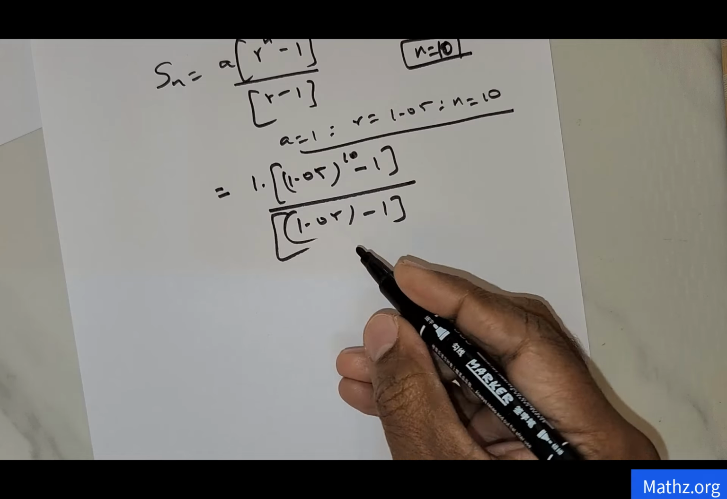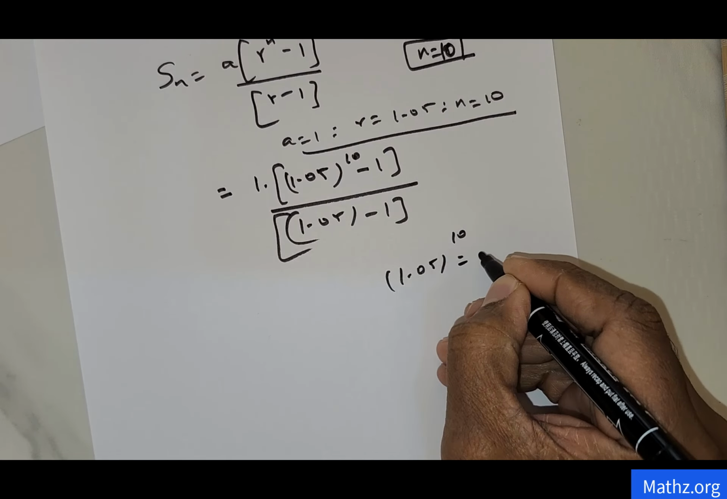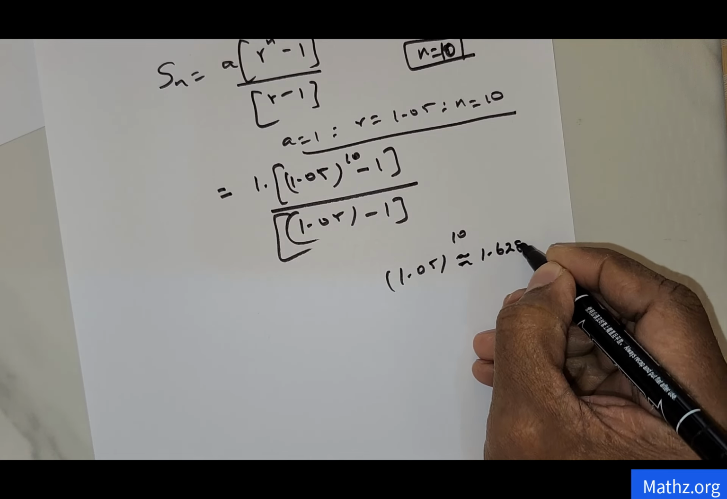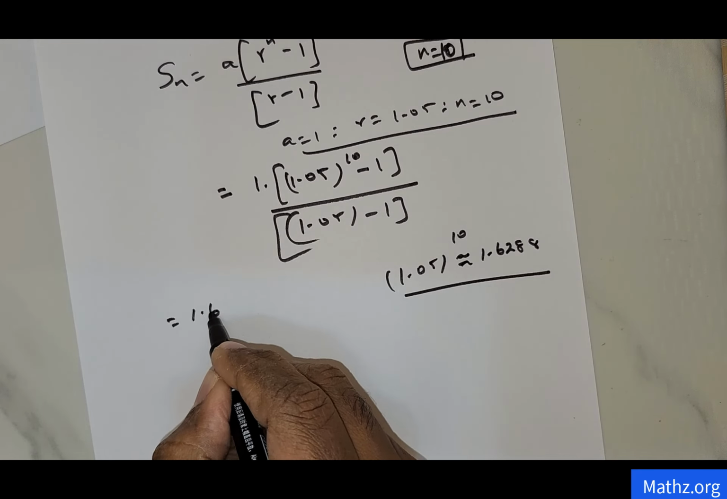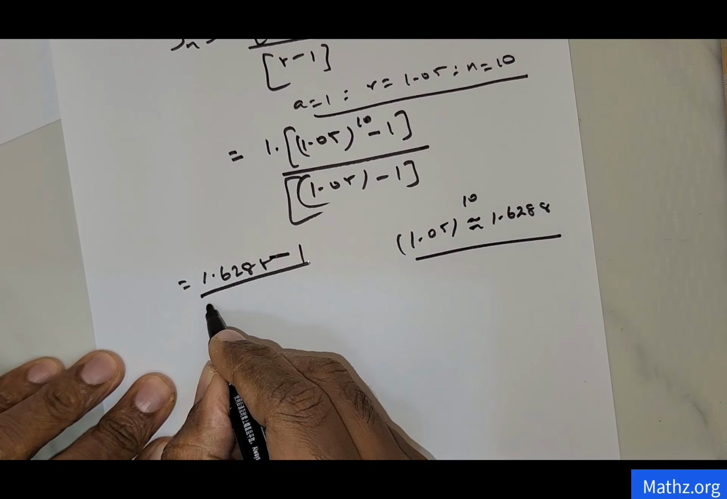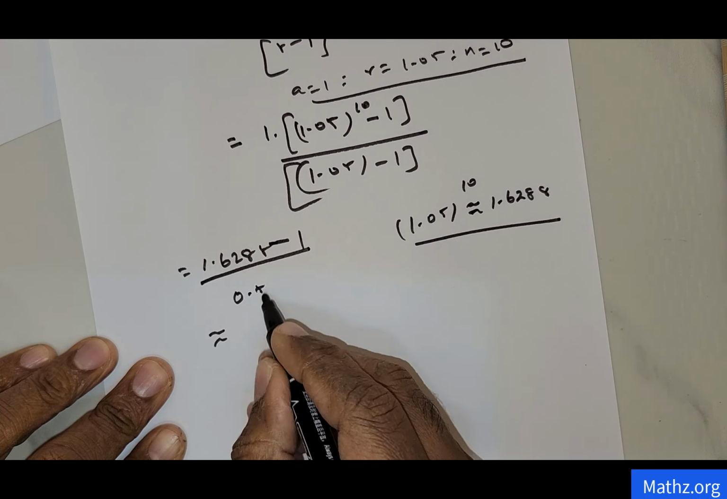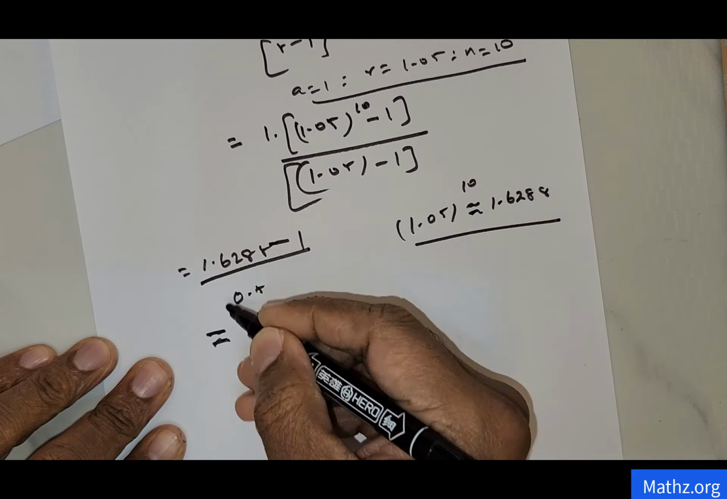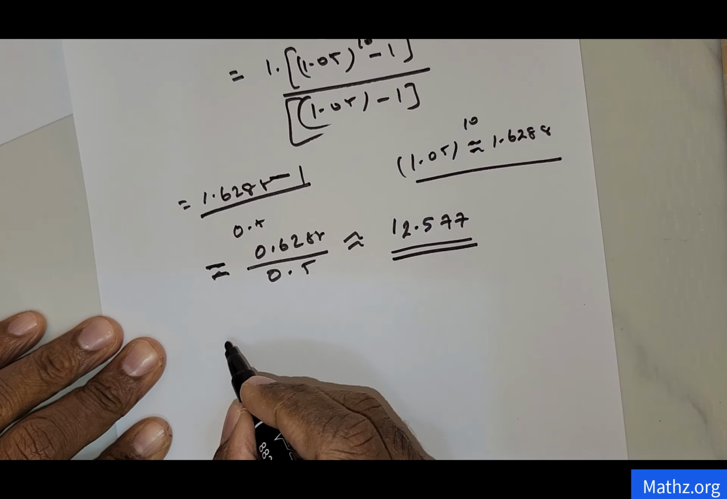Now what is this? You need to use your calculator and you will have to get that value, 1.05 raised to the power of 10. That would approximately give you a value of 1.6288. Now taking this and substituting it there, 1.6288 minus 1, divided by, this is going to be 0.05. Use your calculator, and this is approximately, in the numerator you get 0.6288 divided by 0.05. This is what you get, which is approximately equal to 12.577.